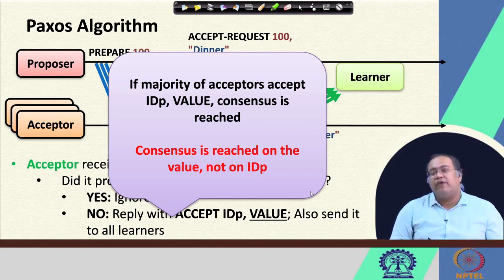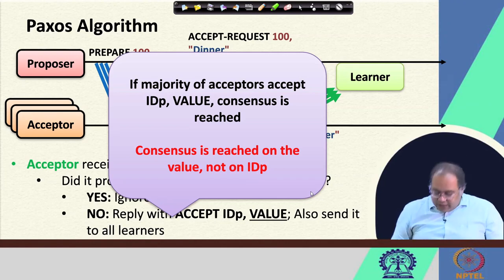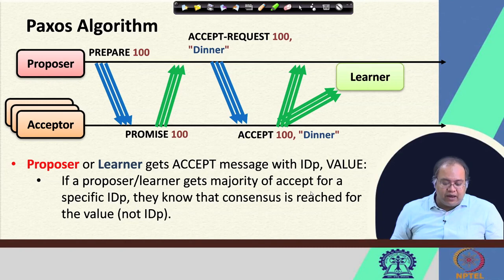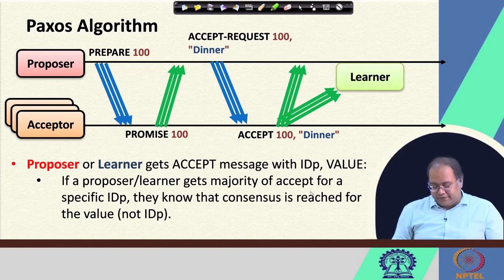Now, how are you going to ensure that? Well, here comes my notion. If you remember, while discussing this algorithm, in a few places I had put up question marks. Now we are going to fill up those question marks with the case when Paxos is going to execute for multiple different proposers. Before that, as I mentioned, when the proposer or learner gets this accept message with ID and value, if they get a majority of accepts for a specific ID, they know that consensus is reached for that value. So we have reached consensus on dinner.